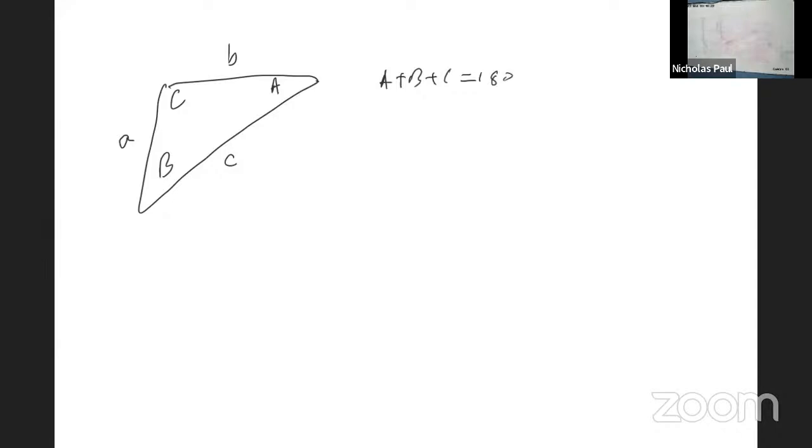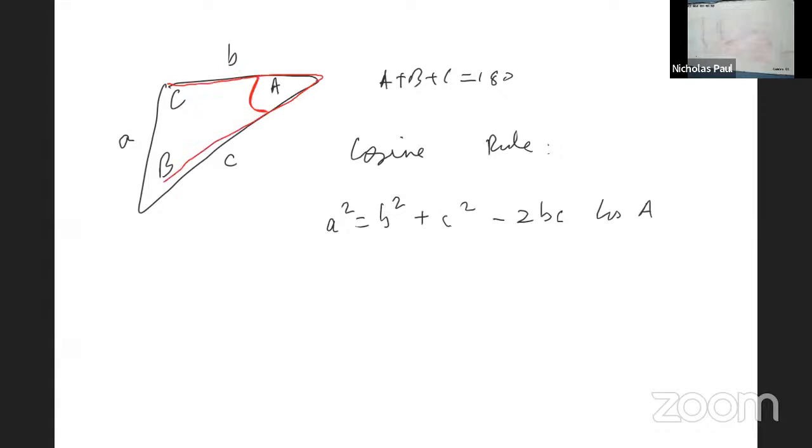And the first rule that we looked at was the cosine rule. Cosine rule is a squared equals b squared plus c squared minus 2bc cosine A. You use the cosine rule when you have two lengths and the angle it makes. So once you have b and c and the angle A, you use the cosine rule. Generally, it's once you have the two lengths and the angle in the middle.